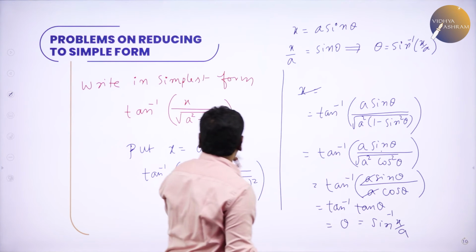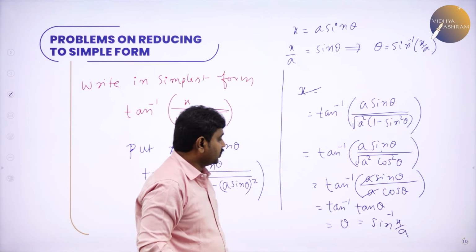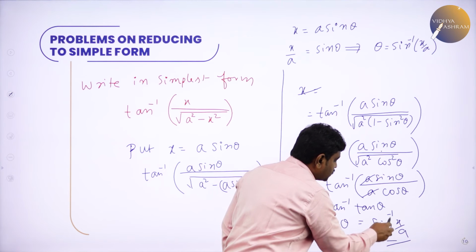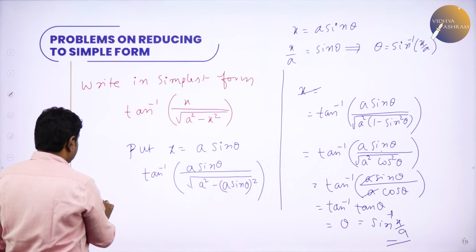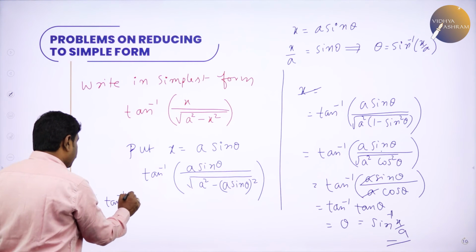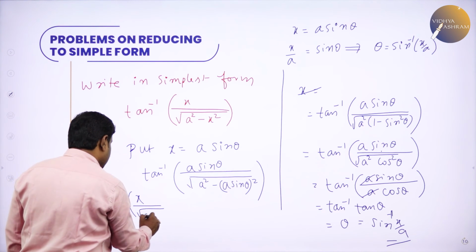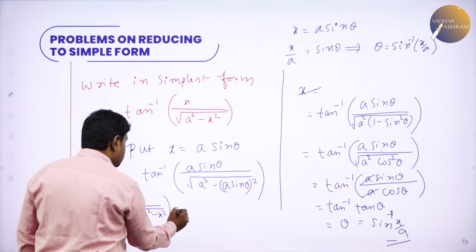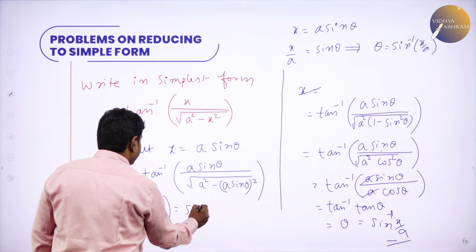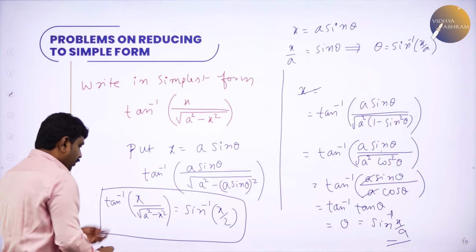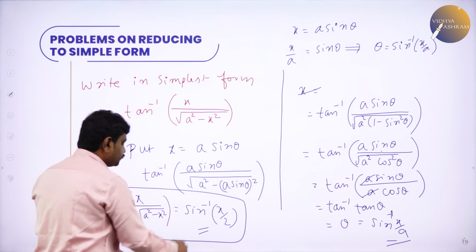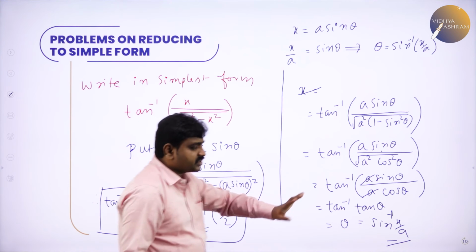So the given question is so much. We wrote it like this. What is the final answer? Sin inverse x by a. So the conclusion is simple. When they give tan inverse of x divided by root of a square minus x square, the answer is just sin inverse x by a. See, now you can see this is equal to this. This is the complicated form. This is the simple form. Finally we wrote it in simple form.